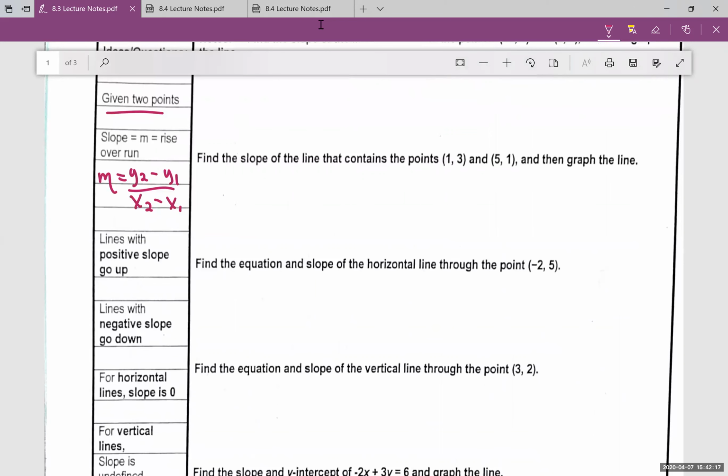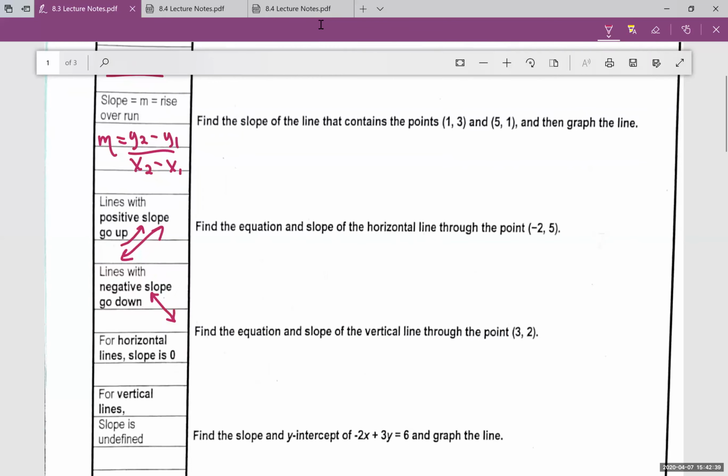Lines with positive slope go up. Okay, so this line would have positive slope because it's going up. This line would have negative slope because it's going down. Think of this one like you're going up a mountain. And think of this one like you're coming down a mountain. So this one would have a positive slope. This would have a negative slope.